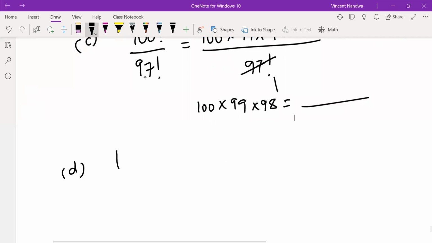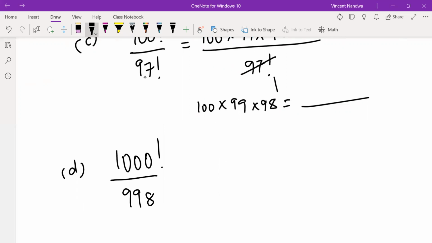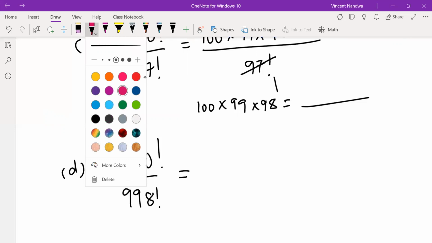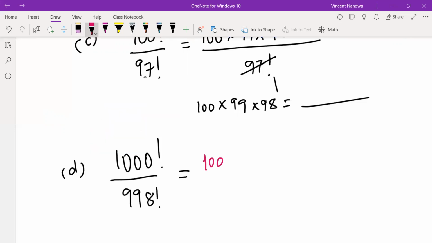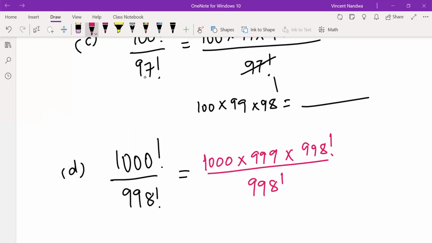If we have 1000 factorial divided by 998 factorial, if you key this one into your calculator, you get a math error. But the concept of reducing higher factorials in terms of lower factorials helps you to get the exact answer. So this will be 1000 times 999 times 998 factorial divided by 998 factorial. So this is 1, this 1. So this is 999,000.